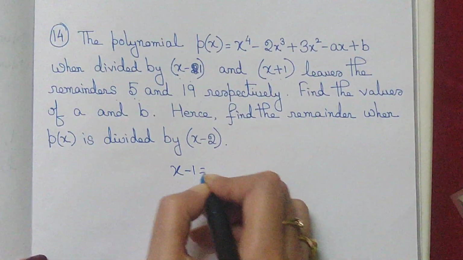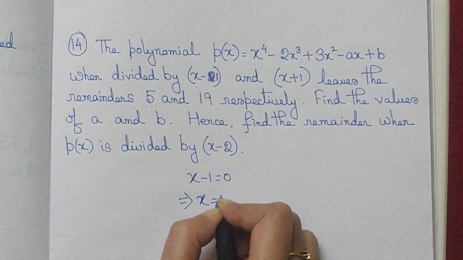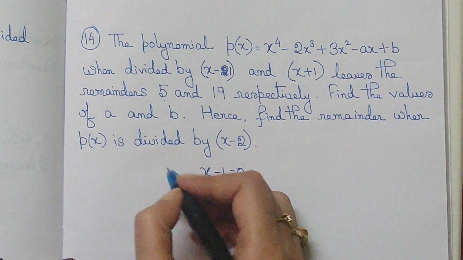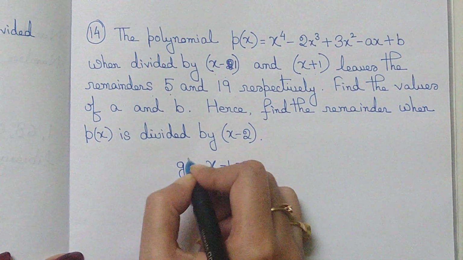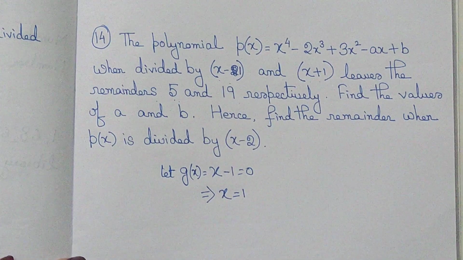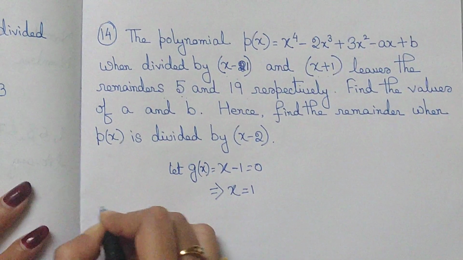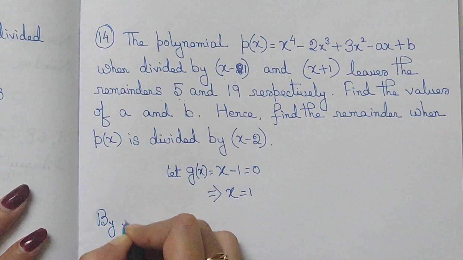x minus 1 equals 0 implies x equals 1. Let us consider this as g(x). So x equals 1, and we can write the statement by the remainder theorem.